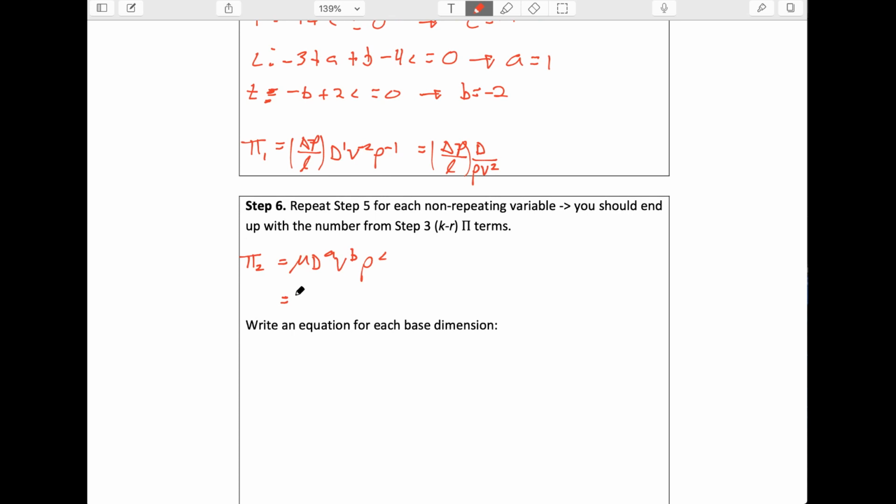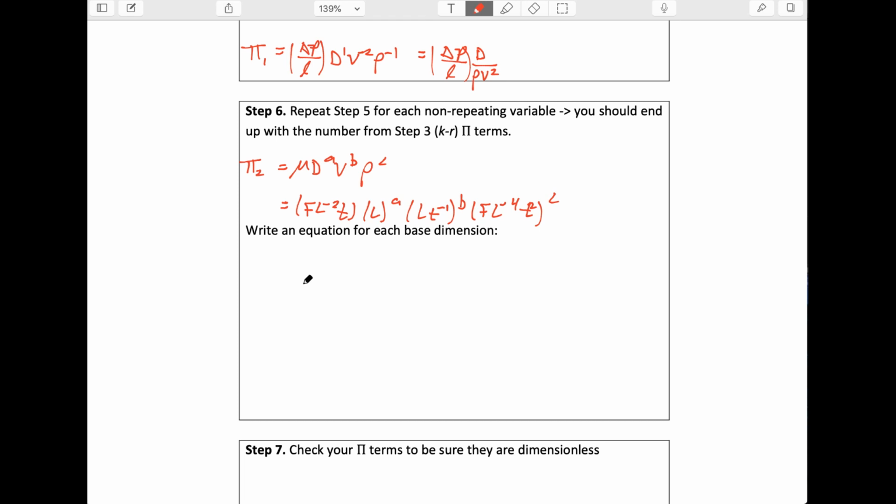Again, we're going to sub in the base dimensions that we figured out in step 2, so F L to the minus 2 T, L to the a, L T to the minus 1 to the b, and F L to the minus 4 T squared to the c. This lets us write some equations. Let's write an equation for force. So force, this first term has it to the power 1. It also shows up here to the power c, so 1 plus c is equal to 0.